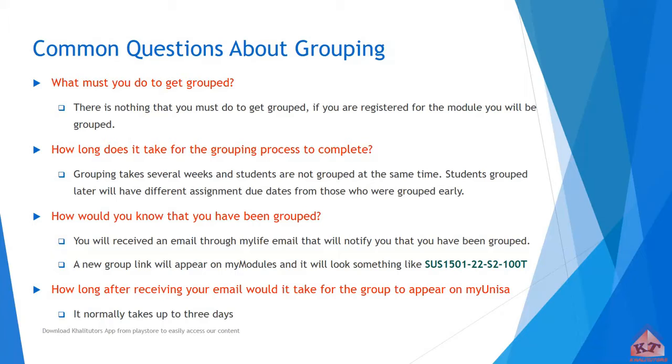How long after receiving your email will it take for the group to appear on MyUnisa? It normally takes up to 3 days. So you have to be patient. As soon as you get your email, just know that your group will appear after at least 3 days.